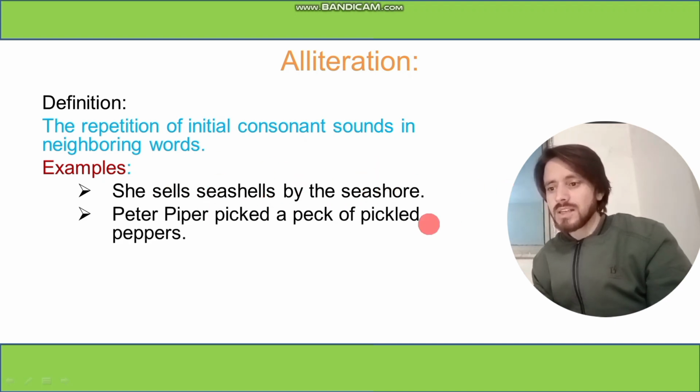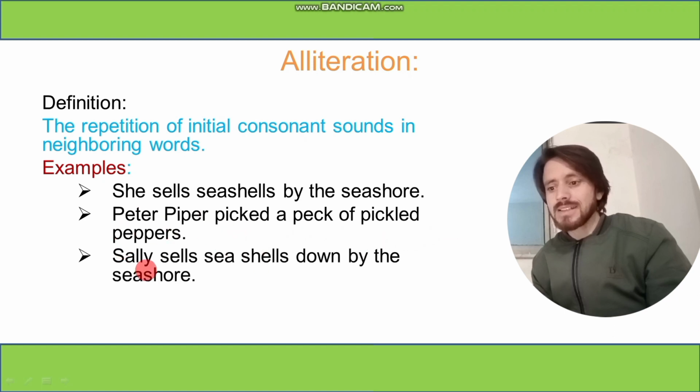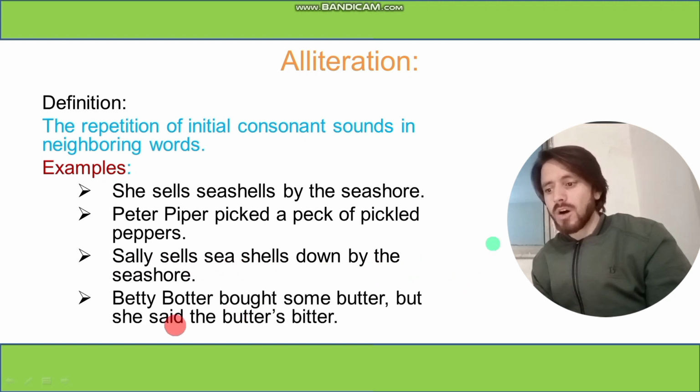Next is: Peter Piper picked a peck of pickled pepper. This is another example where the p sound is repeated. Sally sells seashells down by the seashore. Again the s sound. Betty bought some butter, but she said the butter's bitter. The b sound is repeated throughout this example.